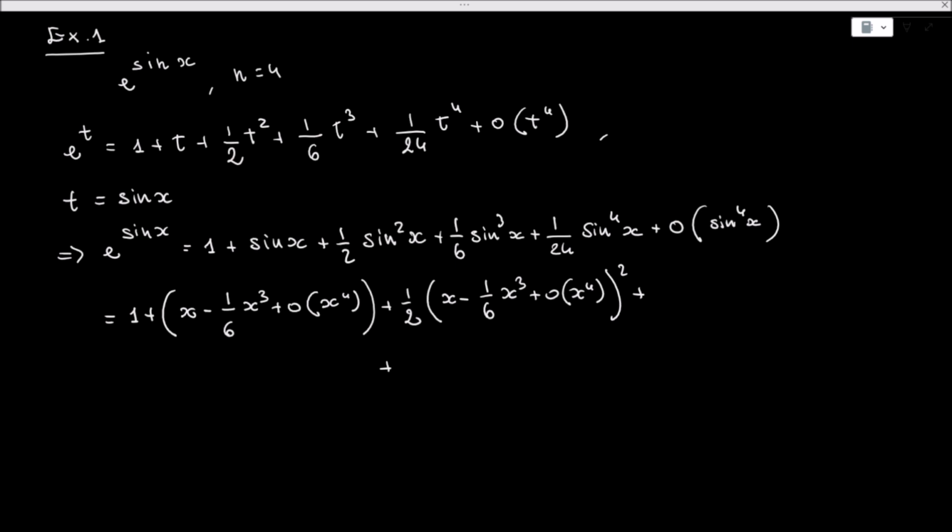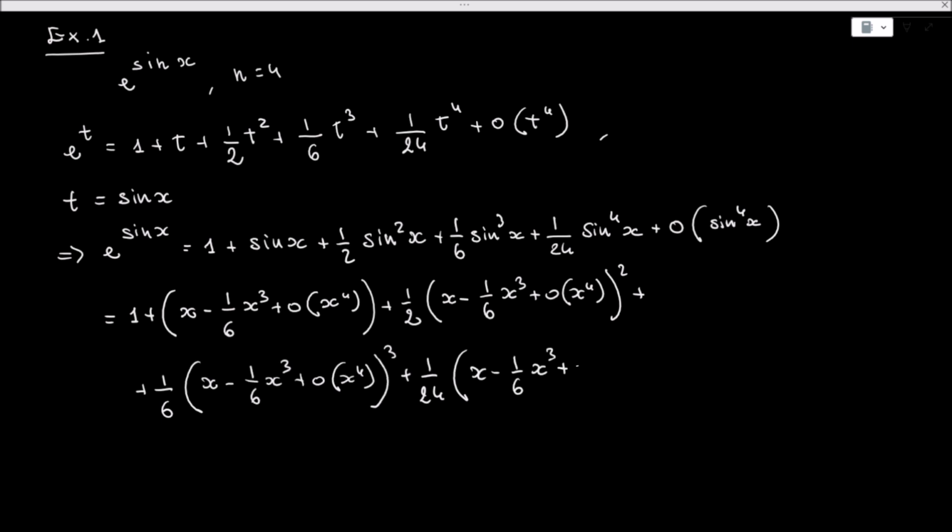Plus, we have 1 over 6, and we have once again x minus 1/6 x to the cube plus little o of x to the fourth, all this raised to the third power, plus 1 over 24 x minus 1/6 x to the cube plus little o of x to the fourth, all raised to the 4, plus little o of sine to the fourth of x. Okay?